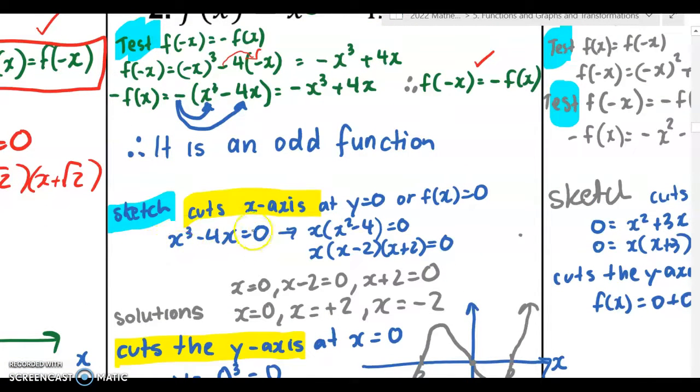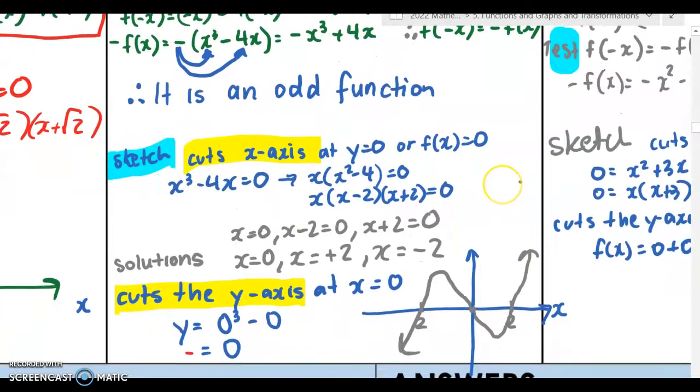Now, we don't have a rule to factorize a power of 3, but what you'll notice is I can factorize by pulling out an x out of each of those terms, and what I'm left with inside my brackets is x squared minus 4, and I've still got it equal to 0. This part inside here is a difference of 2 squares. So I've got x minus 2 times x plus 2 equals 0.